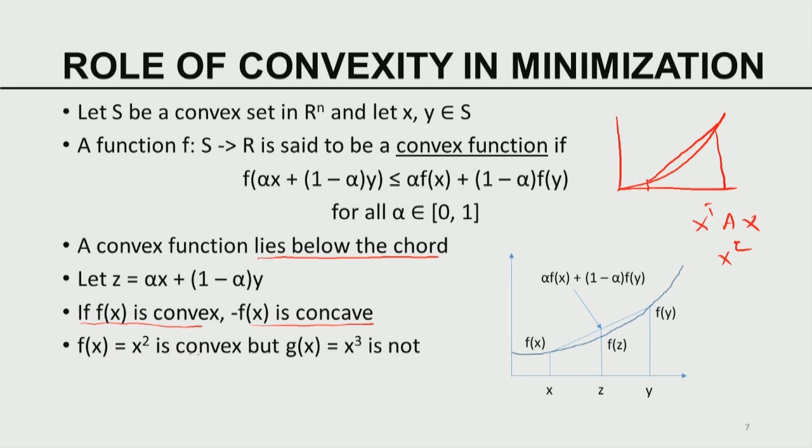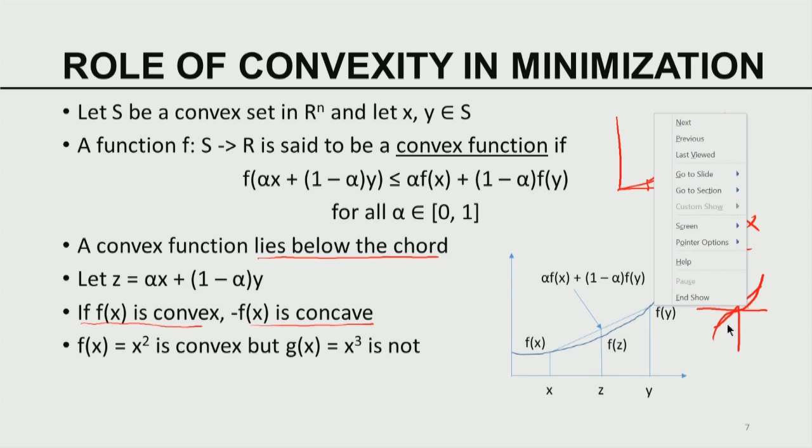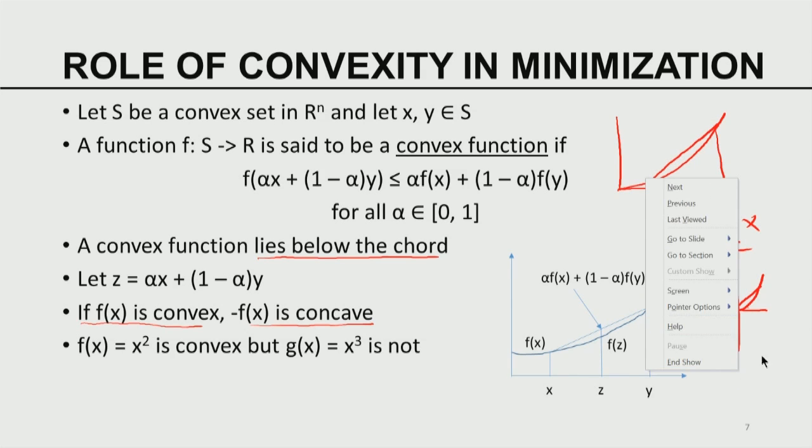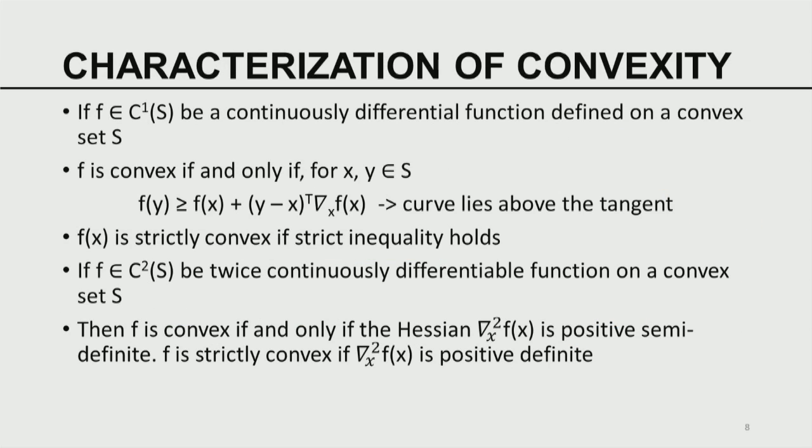So x square is convex. X cube is not convex. What is the plot of x cube? That is x cube. If I take a point here, some part of the function is below the chord and some part is above. So x cube is not convex. X square is convex. That is the model by which you can build your notion of convex functions. So we have defined convex sets, and we have defined convex functions.